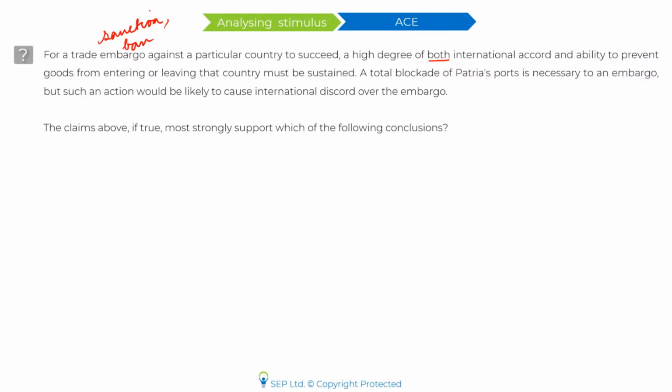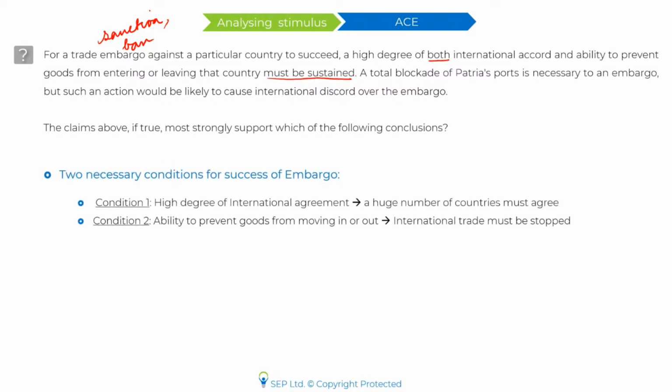The author here is saying that if the trade embargo against a country is to succeed, two things are necessary. One, a high degree of international accord. Simplify it always: a high degree of international agreement, which means a lot of countries must be in agreement. And condition two is a high degree of ability to prevent goods from moving in or out, which means international trade against that country must be stopped. Because the word "must" is there, we are given two necessary conditions. Remember, a necessary condition is a bare minimum requirement for the occurrence of a result.